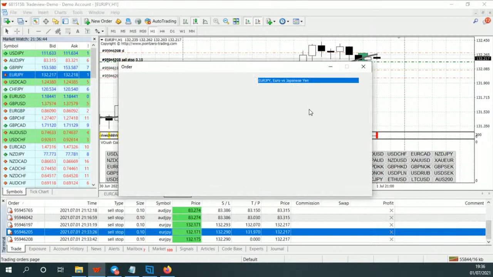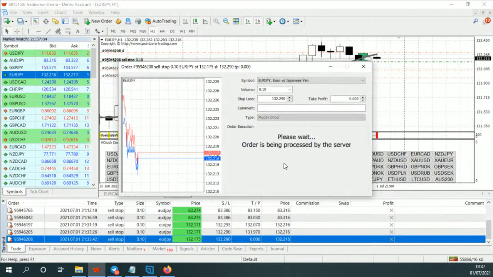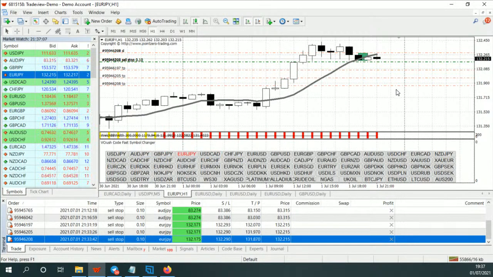TP3 will be what? Because it's going to be 30 pips, it will be 131.87. So TP3 will be 131.87. Okay, 131.87. All right. So there you go. You can see your TP1, TP2, TP3 for all the 3 trades, and all the 3 trades have the same stop loss here.